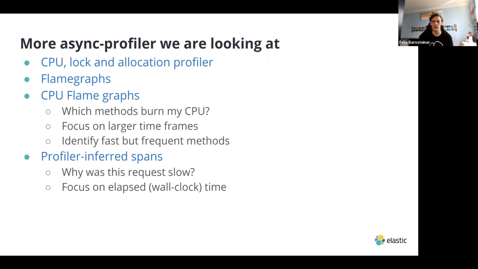But for that, we have the profiler-inferred spans, basically the method level detail feature I showed you earlier, which allows you to answer the question why this request was slow. The focus here is on the elapsed time, also called wall clock time.